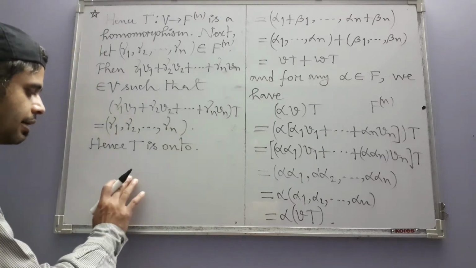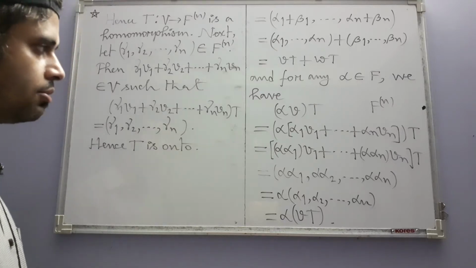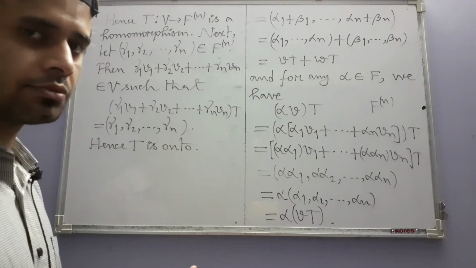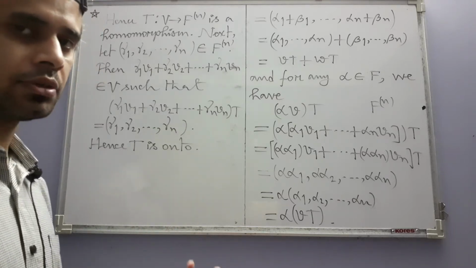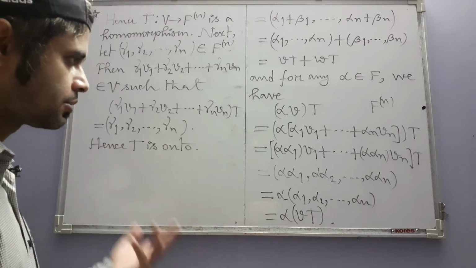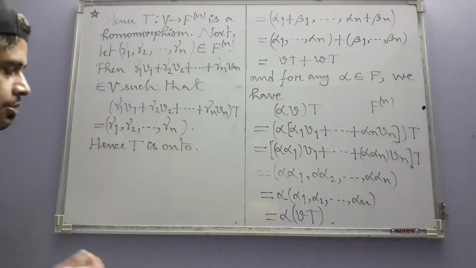Next we show that T is 1 to 1. For that you can either directly show that as a function T is 1 to 1, or you can take the help of that small criterion that we have for 1 to 1ness of a homomorphism, namely that the kernel of the homomorphism consists only of the 0 vector in the domain. So let's just do that.